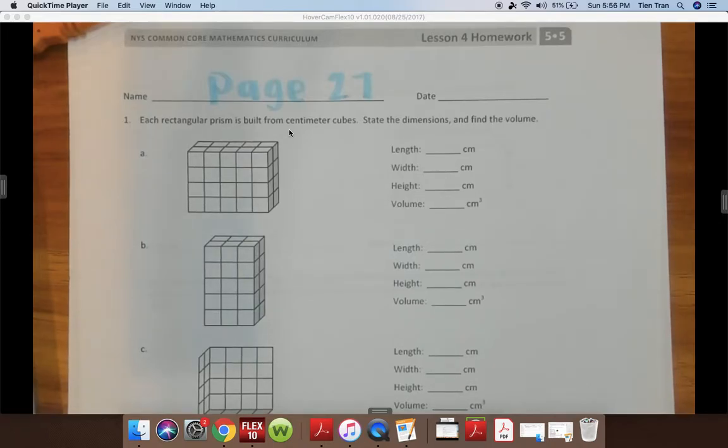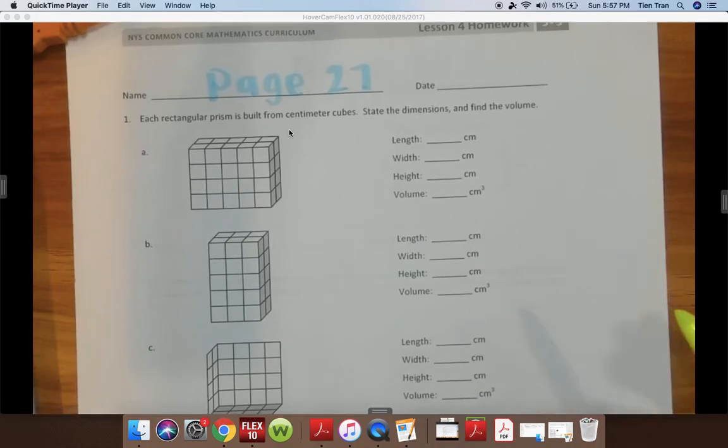Okay, this is page 27, and this is the homework section. I do want you to be completing the homework section so that you have extra practice. The more practice you do, the better you will get at math, and that goes for everything as well.